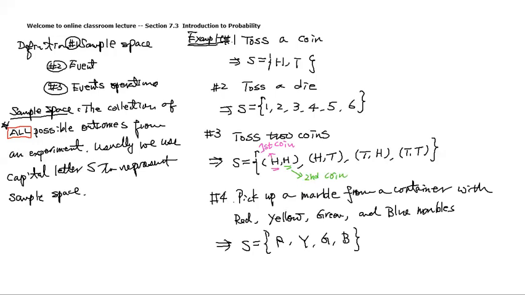So the keyword here, don't forget, is all. That means it's all the possible outcomes when you do an experiment, all right? So now we're going to talk about event. Okay, so let me go to the next page here. So here is event. So what is event here?